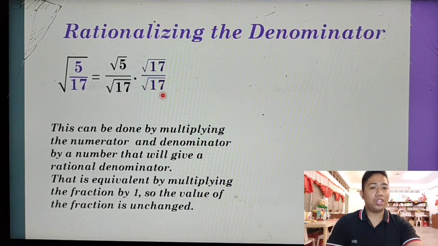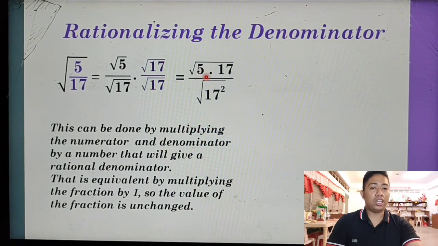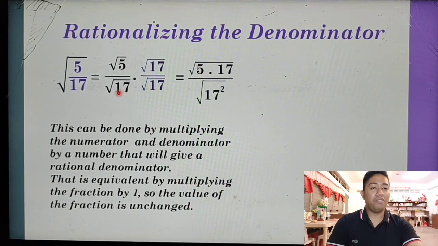Okay, the next step to do is to apply the laws of multiplication of fractions. So we have the numerator multiplied by the numerator, same way the denominator by the denominator. So square root of 5 multiplied by square root of 17, which is also expressed as the product rule of radicands. And of course, square root of 17 times square root of 17, which is expressed into exponents, is square root of 17 squared.